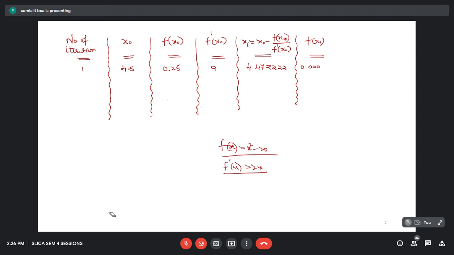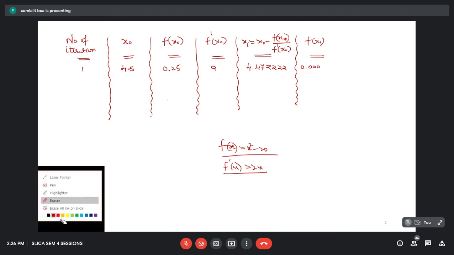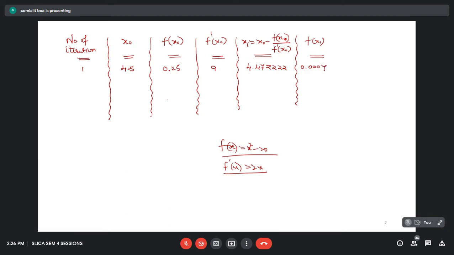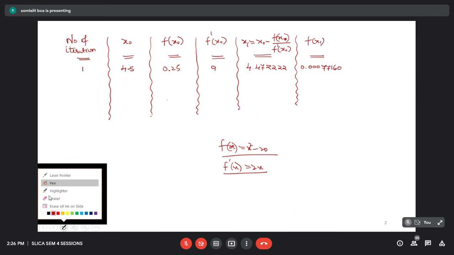I'm getting this here. So I did this. 77160. I'm getting this: 0.00077160. Check, please. Are you getting this? Have a look into this. Yes, sir, nearer to that. I hope this is correct. 4.47217.